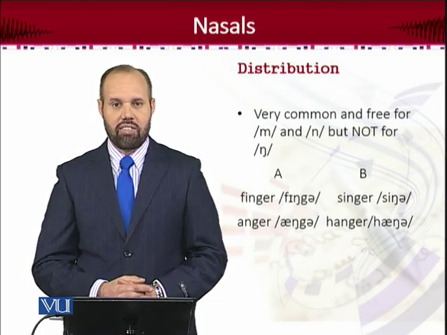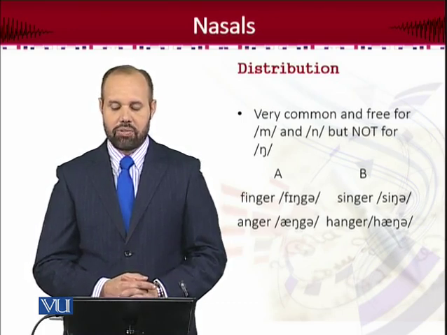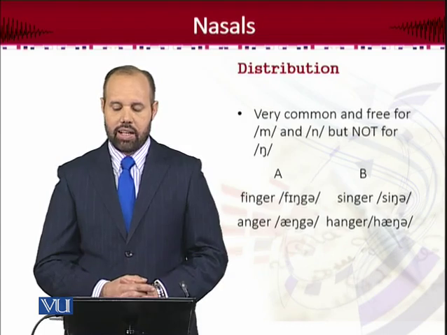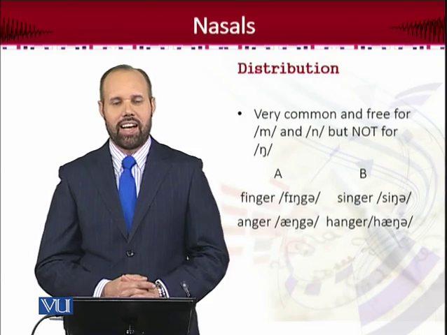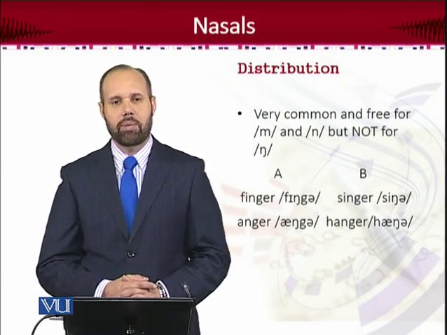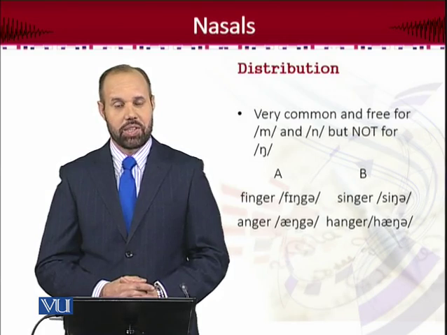And in the case of B, the pair shown as B, singer and hanger, there is only one engma sound. It's not followed by the g sound. So what is there? That's an interesting point. And let me just tell you that it's mainly because of the morphology of the words, right?